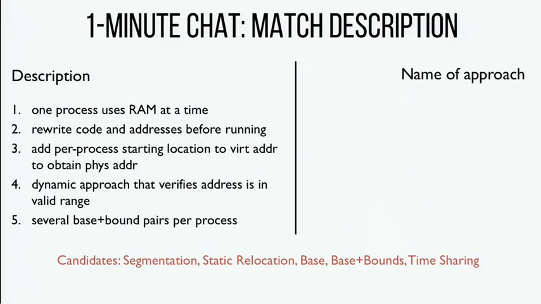But before we get into paging, quickly remember the names of each of the five things that we've done so far. I think this is more like a 30-second chat with your neighbor. Remember what those five things are.